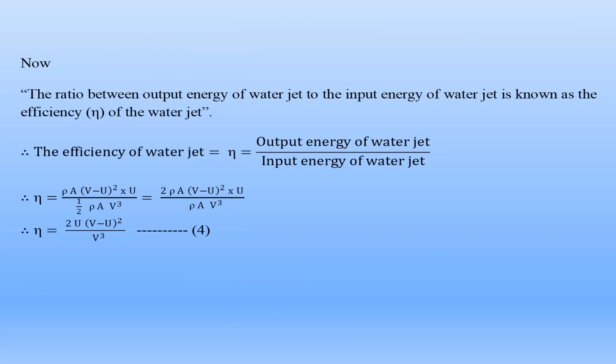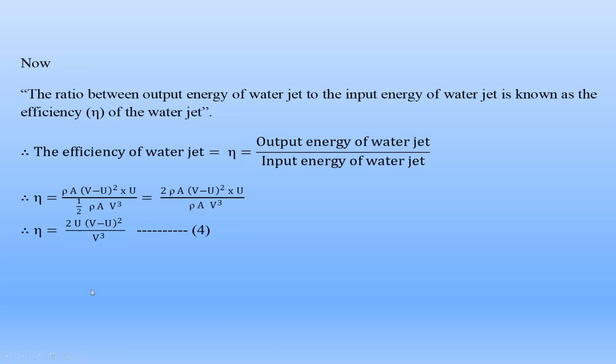When the metal plate is in moving condition, the water jet has a definition of efficiency. What is that efficiency of the water jet? The efficiency of the water jet is the ratio between the output energy of the water jet and the input energy of the water jet.